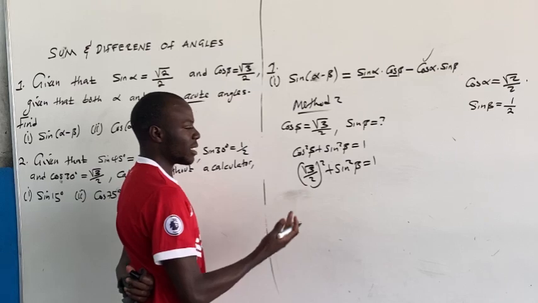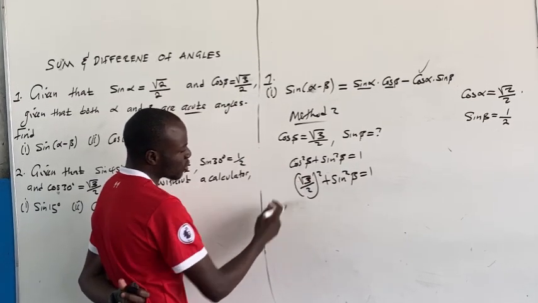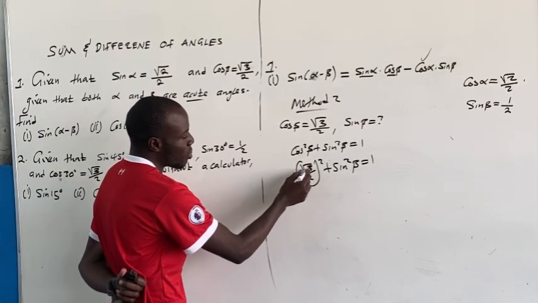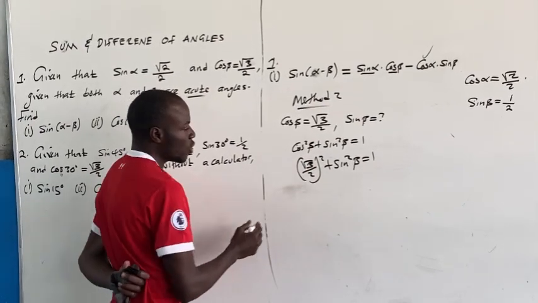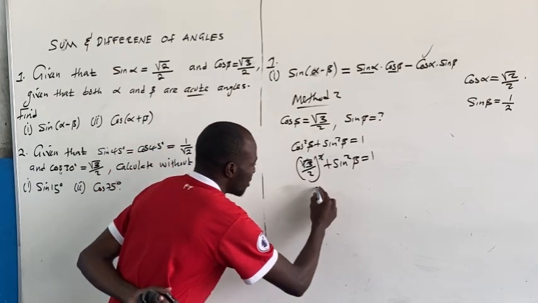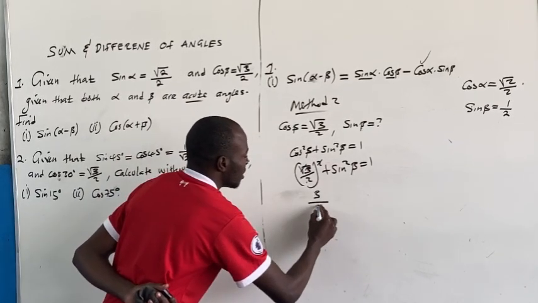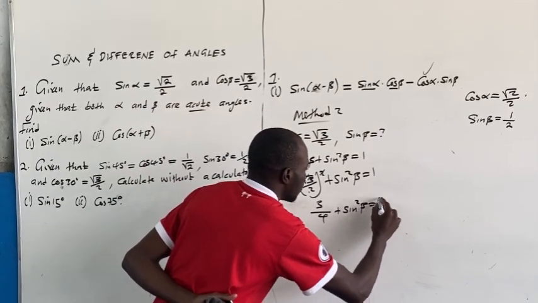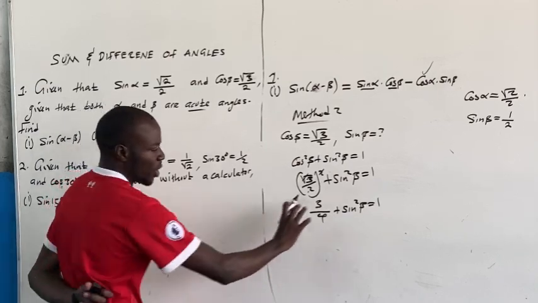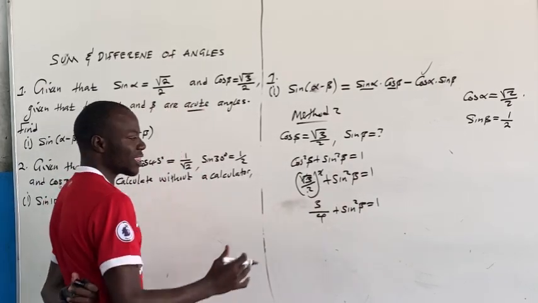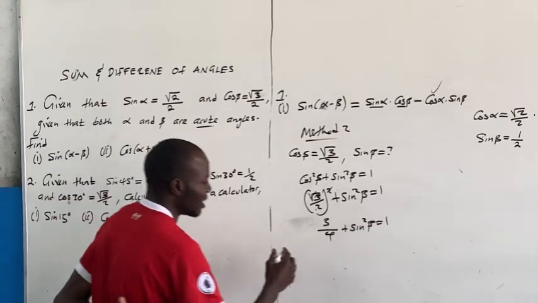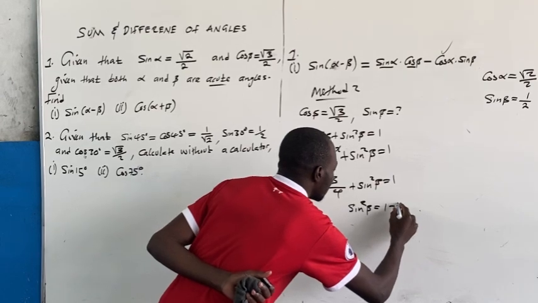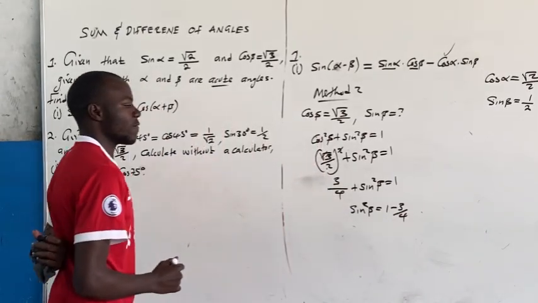What we want is sine beta. So when we say square root of 3 over 2 squared, this squared is on both the root of 3 as well as the 2. So we remain with 3 over 2 squared, that is 4. Plus sine squared beta will be equal to 1. We can take this to the other side, and we remain with sine squared beta, which we want in this case. So sine squared beta will be equal to 1 minus 3 over 4.